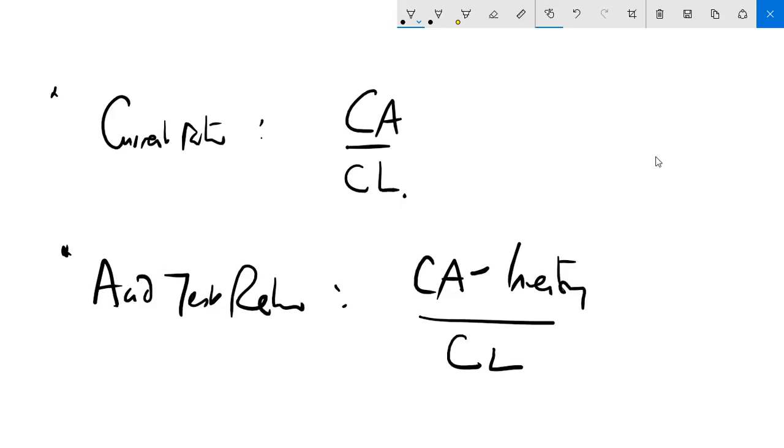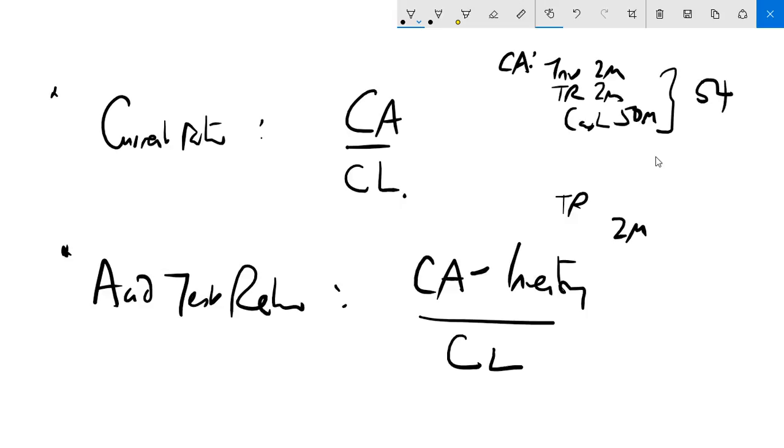Okay, great stuff. Just one final thing. You could have a strange scenario like this. Current assets: inventory, 2 million; trade receivables, 2 million; and cash, 50 million. And you have trade payables, 2 million. This is a strange scenario because the current assets are 54 million against 2 million. This is extremely heavy. But is this a great scenario?